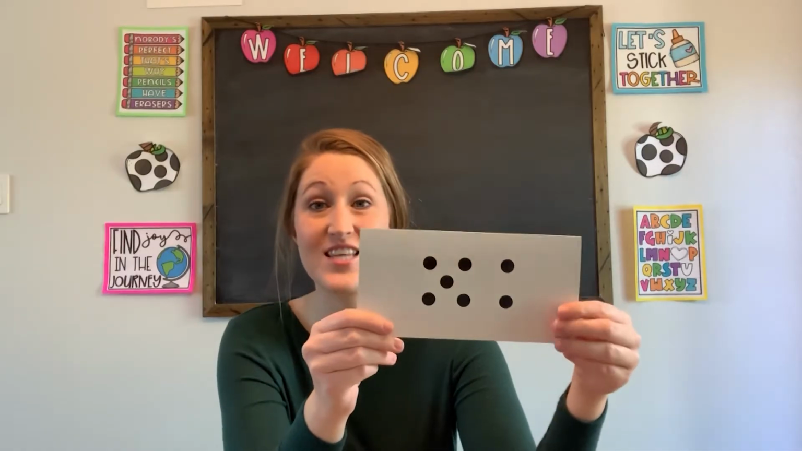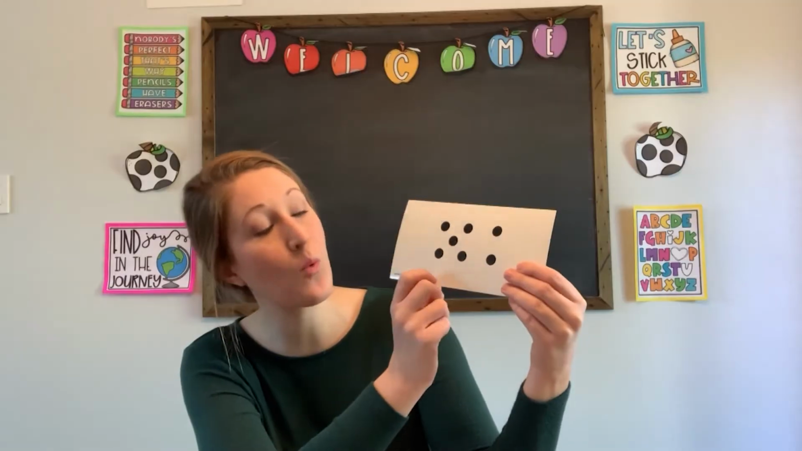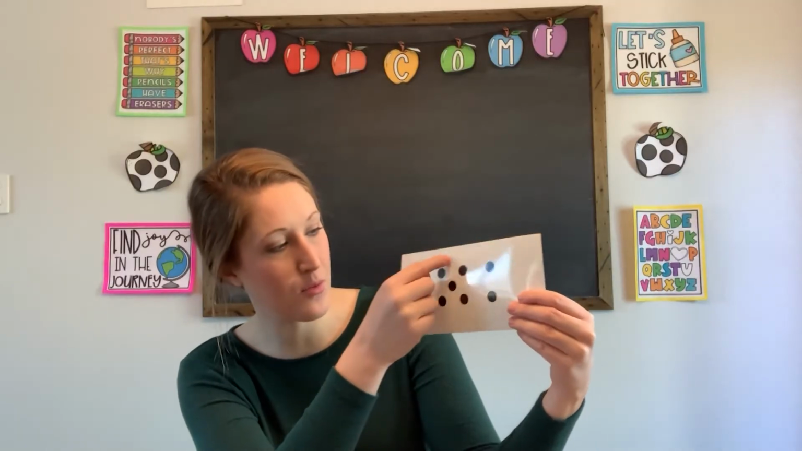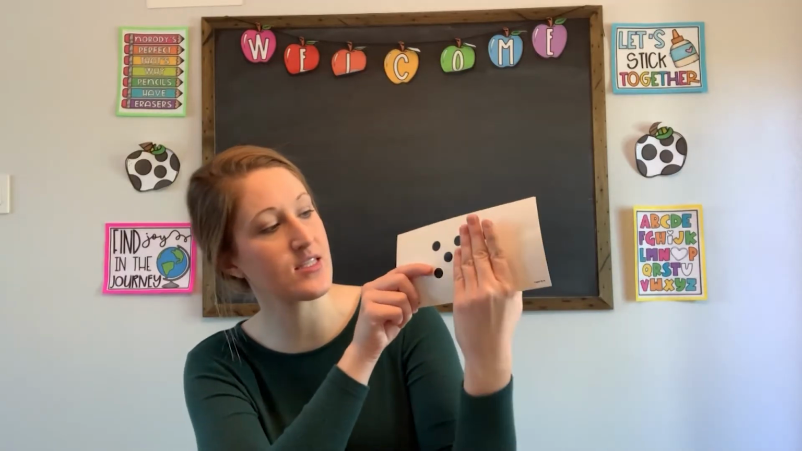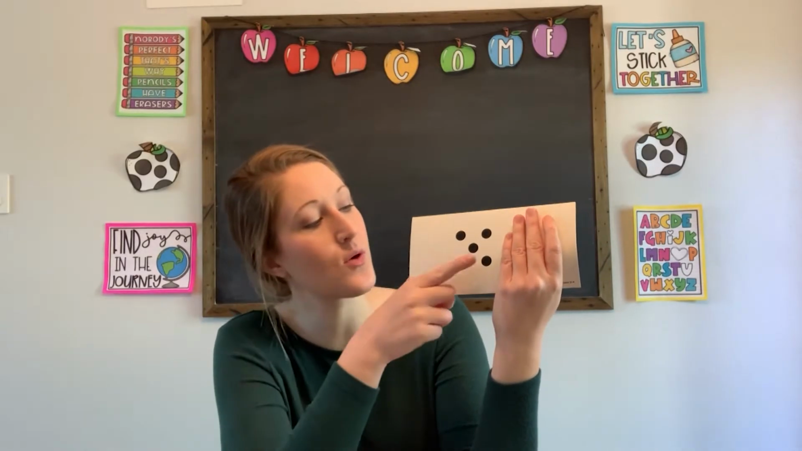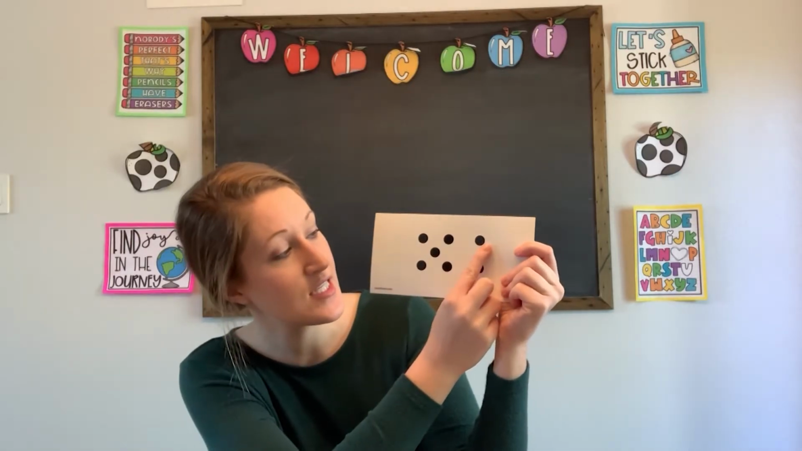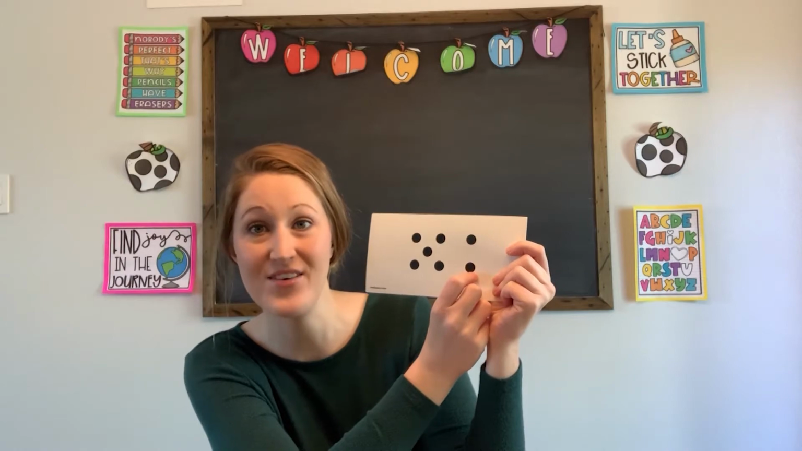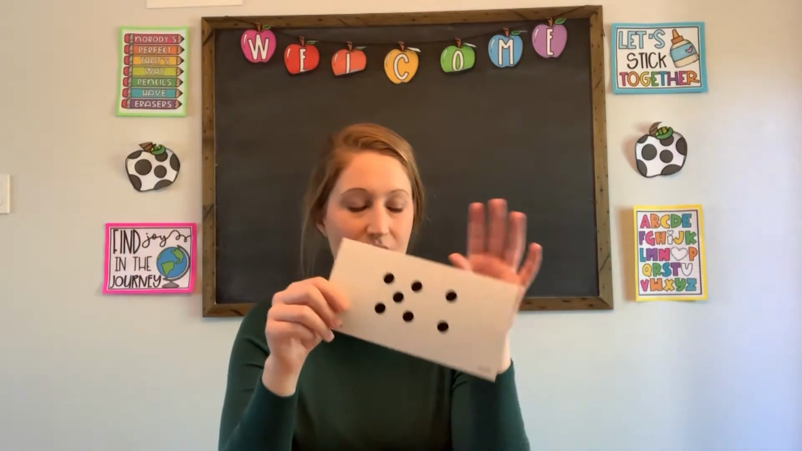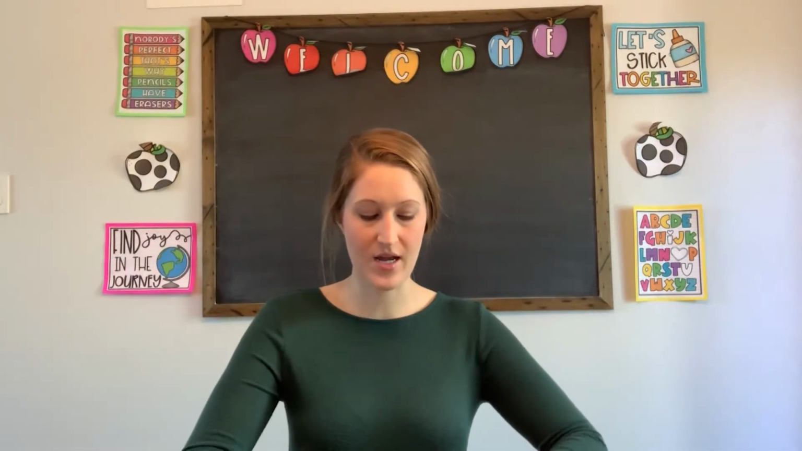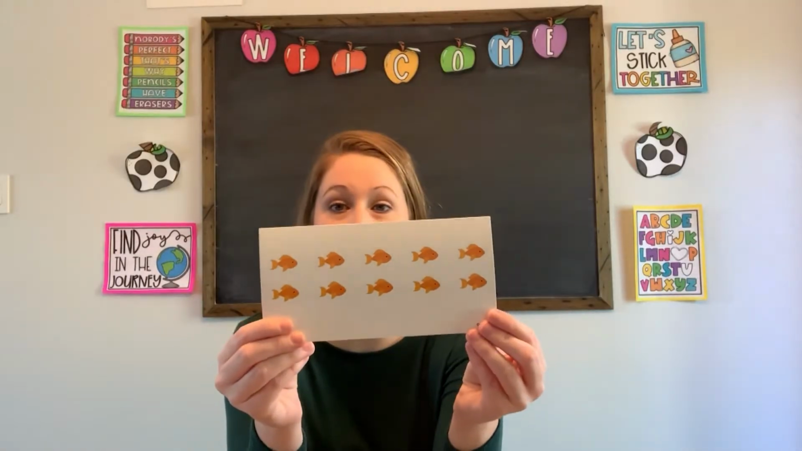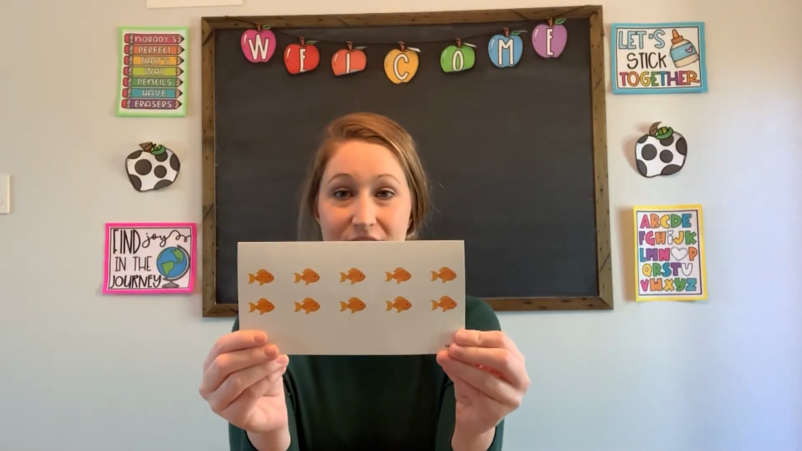Very good. There are 7 dots. We could count each one, but I know that I see a group of 5 right here. And I see that 5 often when I look at a dice. That's what 5 looks like on a dice. So I see my 5, and then I'm going to count on the rest of my dots. 5, 6, 7. 7 dots in all. All right, what about our next one? Here's some more goldfish. How many goldfish do you see here?